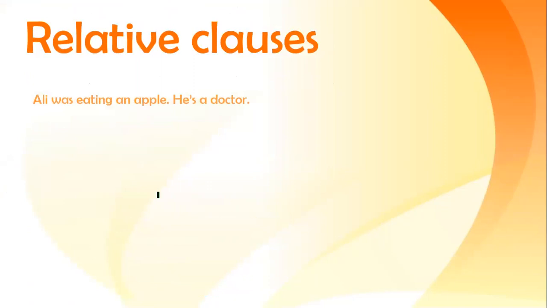For example, Ali was eating an apple. Ali, he is a doctor. These are two clauses. These are two different complete sentences. They can be combined to form a longer sentence by joining a relative pronoun, who. Ali, who is a doctor, was eating an apple.